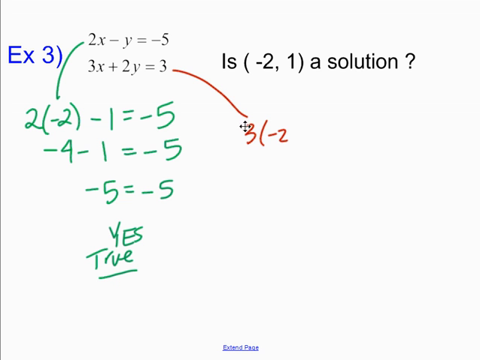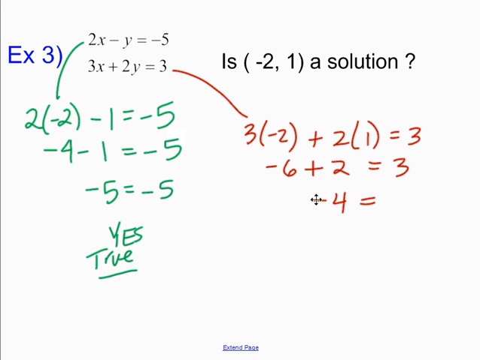3 times negative 2 plus 2 times 1 equals 3. When we use order of operations, we get negative 6 plus 2 equals 3. We know negative 6 plus 2 equals negative 4. So since it does not work for this second equation, the answer then would be no. It's not a solution to the system.